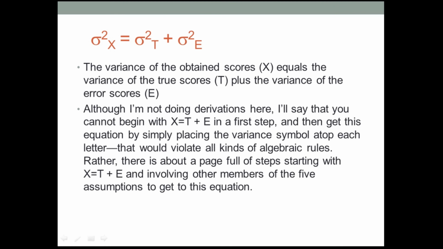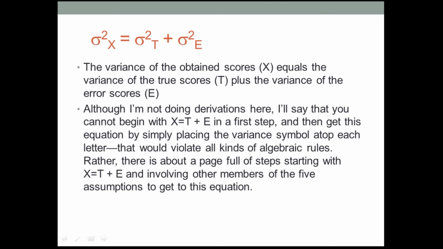Here's a second equation that we'll be using a lot. The variance of the obtained scores, x, equals the variance of the true scores, t, plus the variance of the error scores, e. And although I'm not doing derivations here, I will say that you cannot begin with x equals t plus e in a first step and then get to this equation by simply placing that variance symbol, sigma squared, on top of each letter.